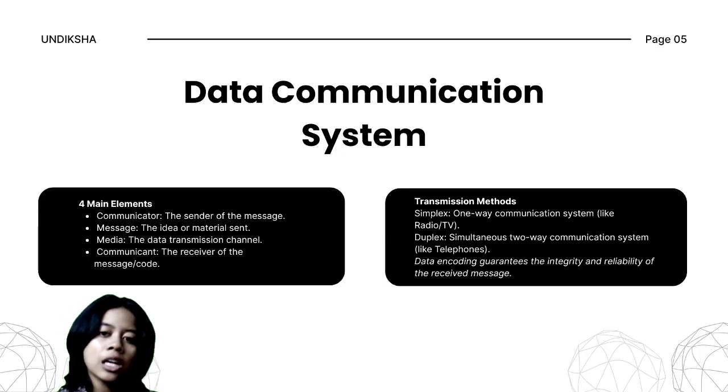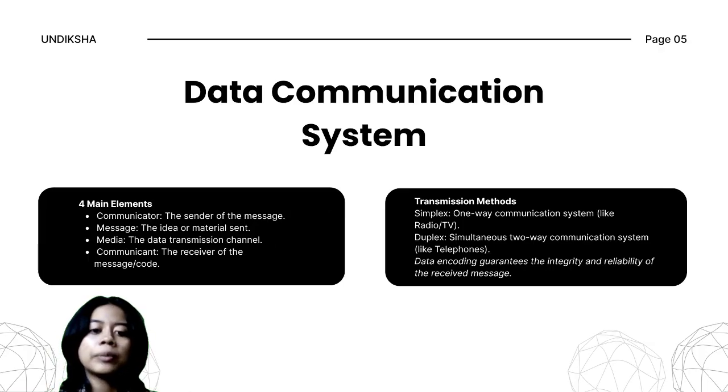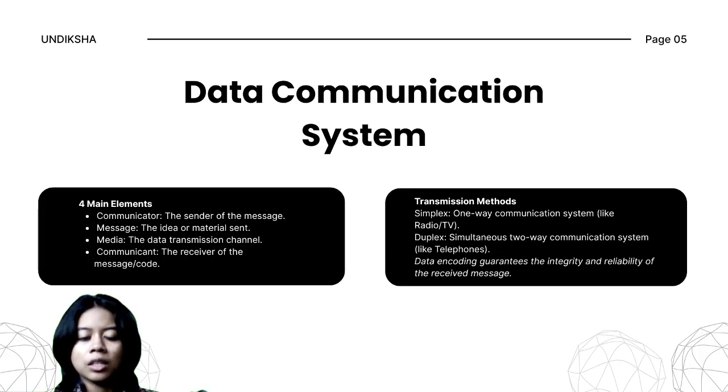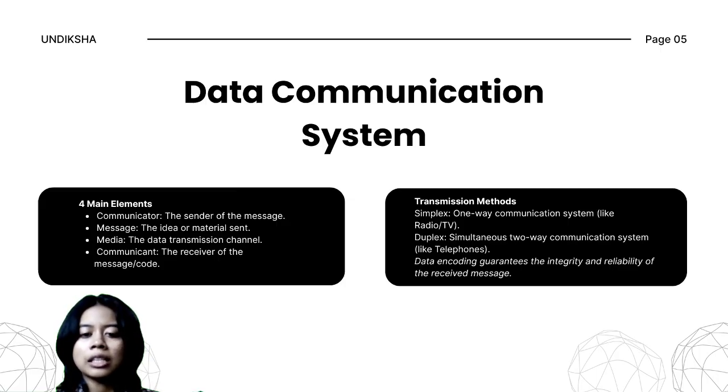On the other hand, we have duplex systems, which allow simultaneous bidirectional data flow, enabling both endpoints to transmit and receive concurrently, much like a modern smartphone telephone conversation or a live video conference. To ensure that data does not degrade, get lost, or become corrupted across this channel, the system employs robust data encoding mechanisms to guarantee absolute reliability and data integrity from sender to receiver.